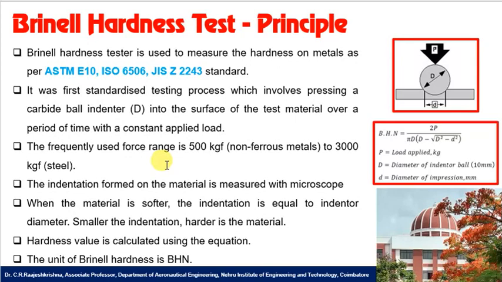If the material is softer, the indentation is closer to the indenter diameter. The smaller the indentation, the harder the material. So the hardness value is calculated using the equation BHN = 2P / (πD(D − √(D² − d²))). P stands for load applied in kilograms, capital D stands for diameter of the indenter, and small d stands for diameter of the indentation, that is, the impression formed on the workpiece surface.